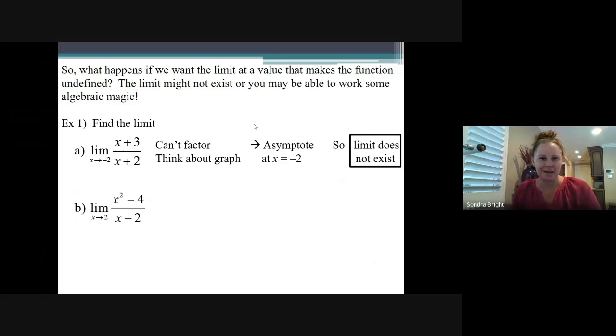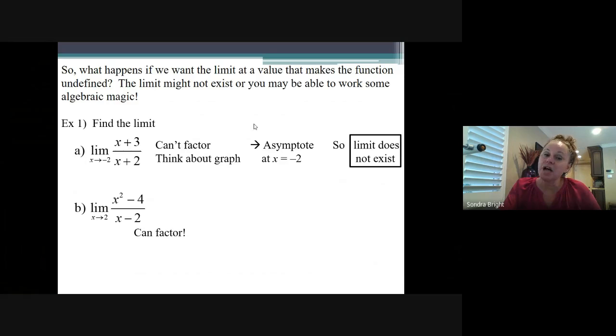0 divided by a number is 0. A number divided by 0 is undefined. A number divided by itself is 1, so which one is it? Is it 0? Is it undefined, or is it 1? So here's an example, though, of one that we can manipulate algebraically. And we did this in Algebra 2 Trig, too. You probably don't remember, but that's okay.